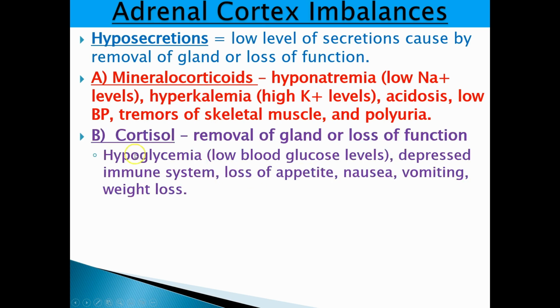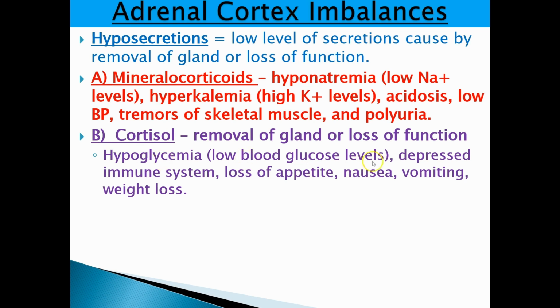Now, we can also get hyposecretions of cortisol. And that would occur due to the removal of a gland or potentially loss of a function of the gland. All right, or there can actually be an ACTH imbalance as well, so having the pituitary gland have some issue. So in either case, a hyposecretion of cortisol is going to result. And of course, cortisol's goal is to form glucose. So in this case, if we're no longer having the hormone that's going to produce glucose, we're going to end up resulting in hypoglycemia.